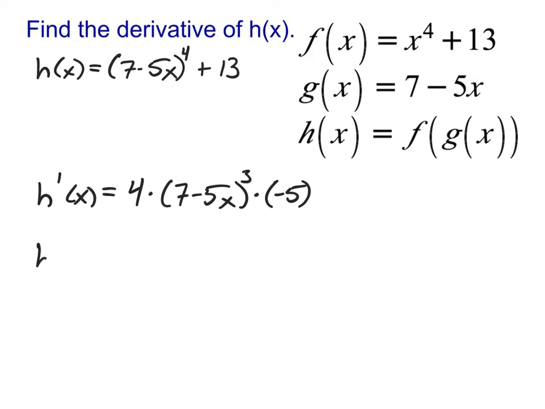We just need to clean it up a little bit. So h prime of x equals, I can multiply the 4 by the negative 5, and so that would give me negative 20. And then I still have the 7 minus 5x cubed. Now, if you did it out the long way, you could go ahead and multiply out the 7 minus 5x cubed, and then multiply by the negative 20 to make sure that does give you the same thing. But I really don't want to be multiplying all that stuff out, so I'm not going to worry about it.